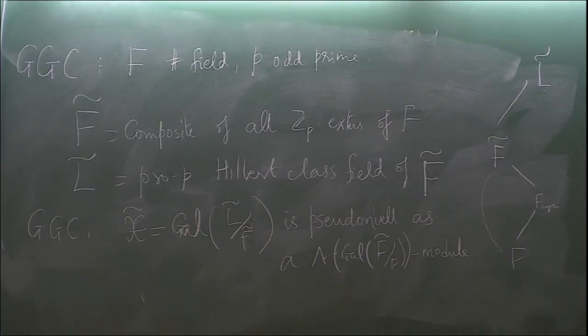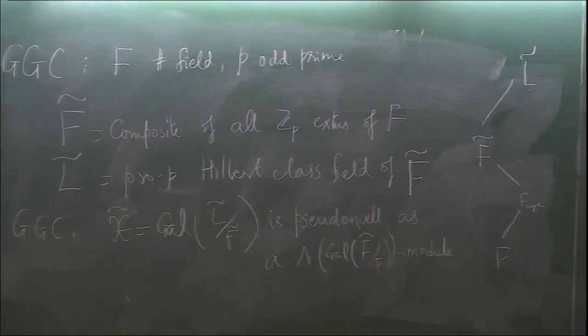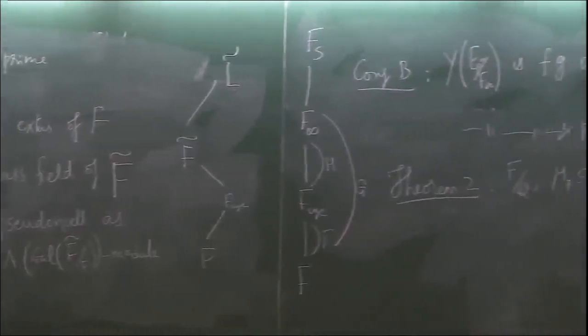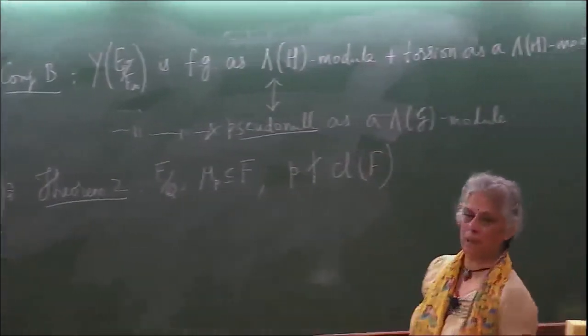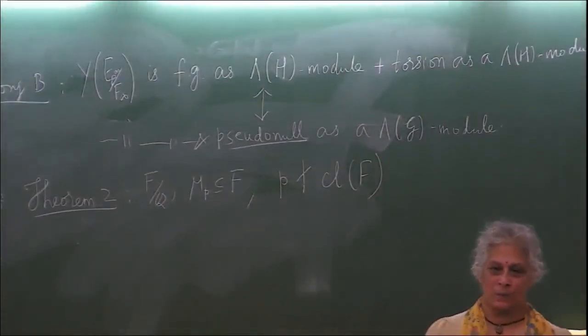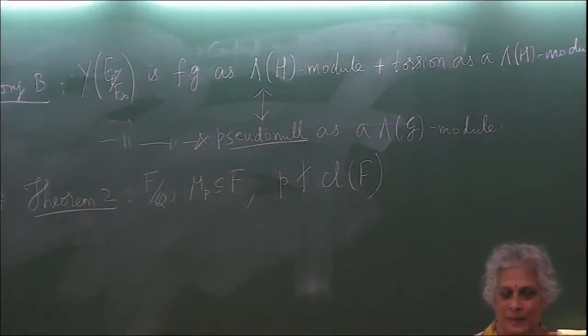This is again joint with Debanjana, and we show, okay, let me get the hypothesis right. We are just writing this down. So we are assuming F over Q, number field, mu P, the pth roots of unity contained in F. P does not divide the class number of F. So this is the analog of regular primes. So for instance, if F equals mu P, then P is a regular prime.